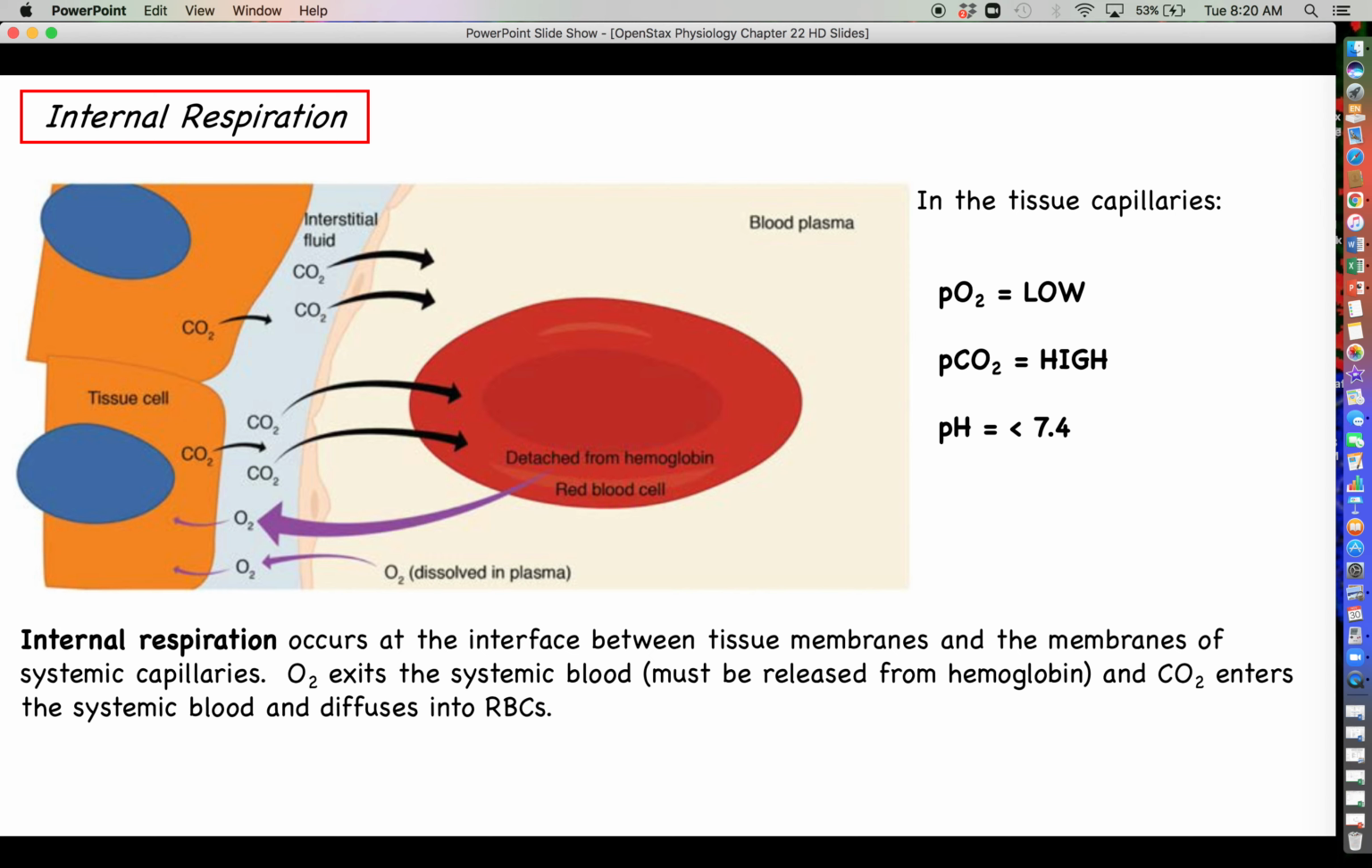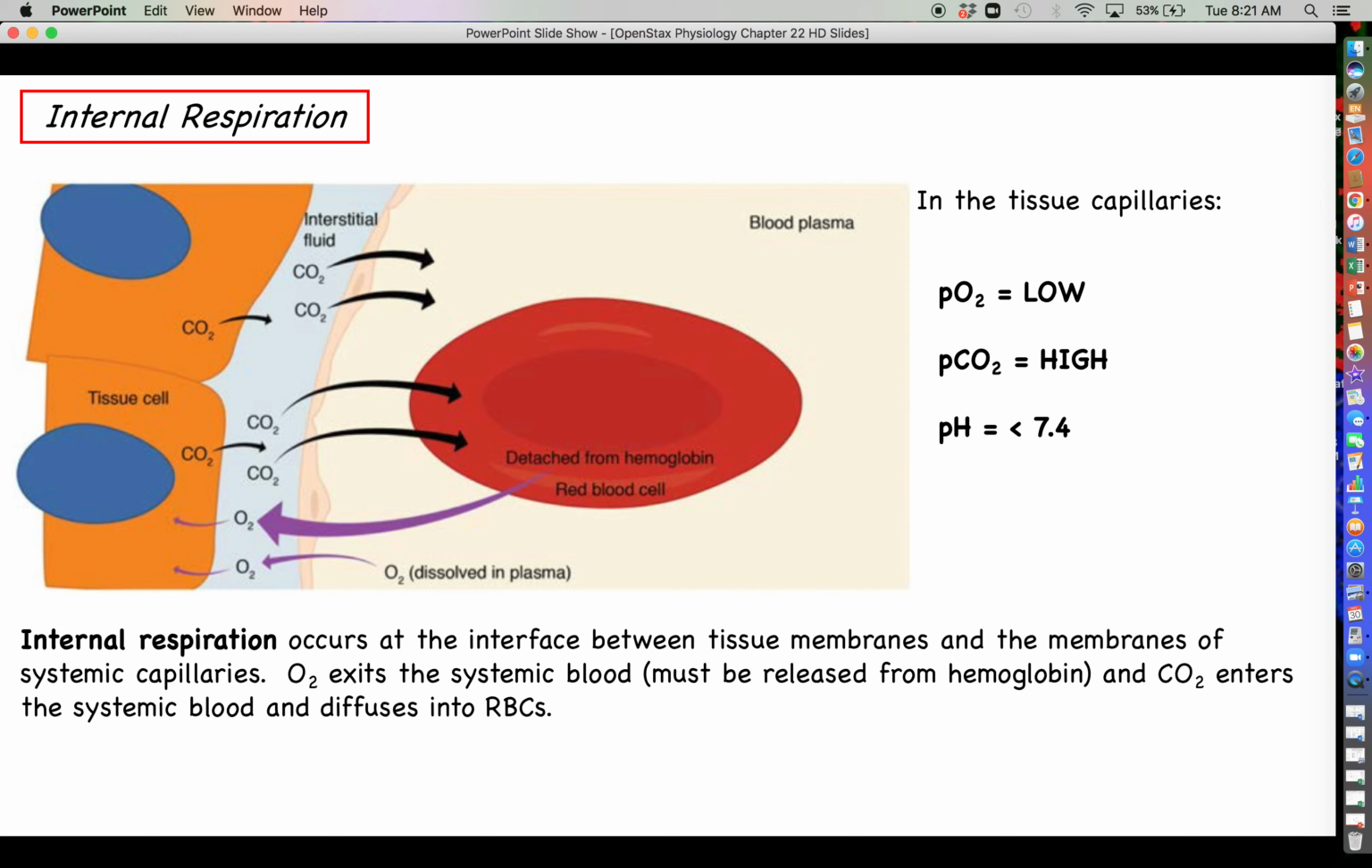So in order to deliver oxygen to the cells in these tissues, we need to reduce the affinity that hemoglobin has for oxygen. How do we do that? Well, we do it by exposing this oxyhemoglobin to these conditions that you see here. The tissue capillaries maintain a low concentration of oxygen, a high concentration of carbon dioxide, and because of that high carbon dioxide concentration, the pH of the blood in the vicinity of the tissues is going to be relatively acidic compared to what we're used to.